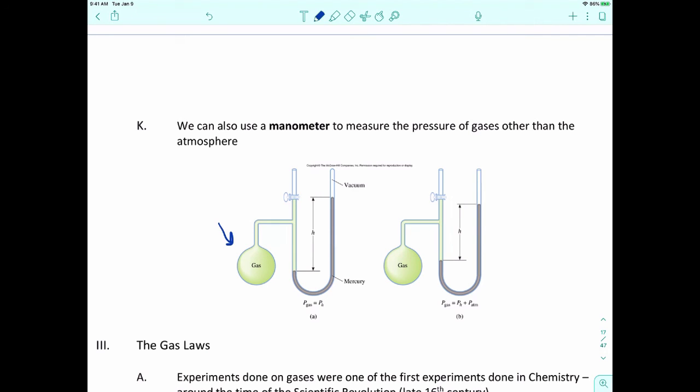Okay, now that we've talked about pressures, let's talk about the individual gas laws that got us to what we know about gases today.